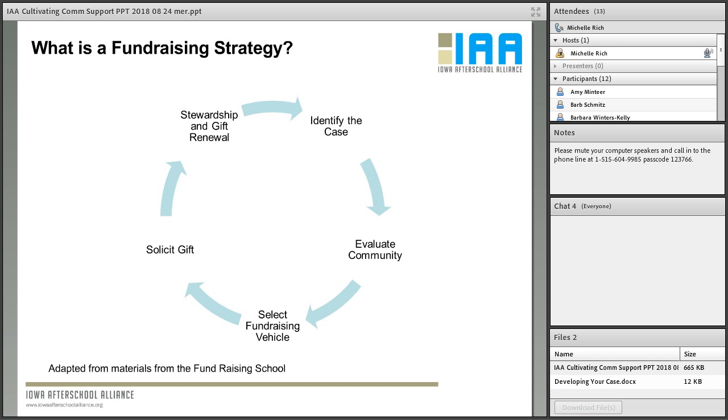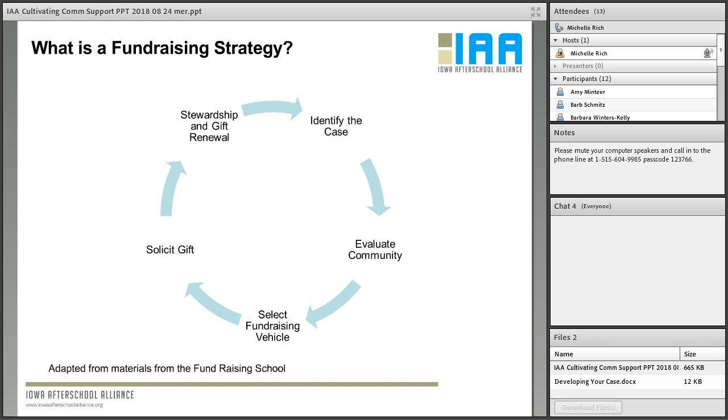So just a brief overview of the fundraising strategy. The first thing you'll do is identify the case. So thinking about what the problem is that you're hoping to address and how you'll solve it, which is really the motivator for the donor or the community partner.